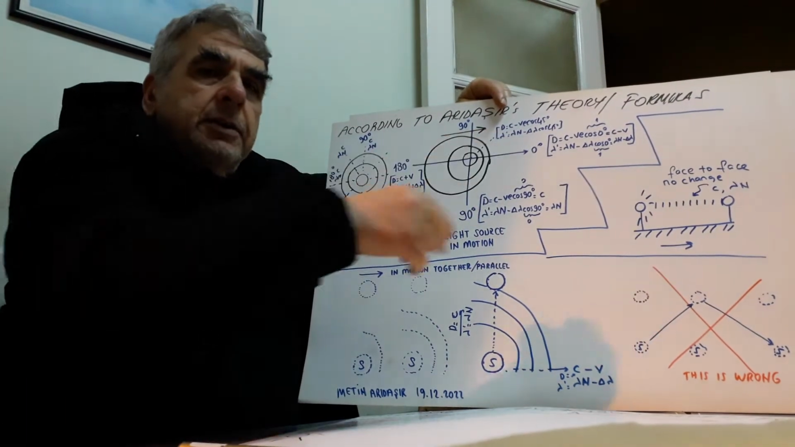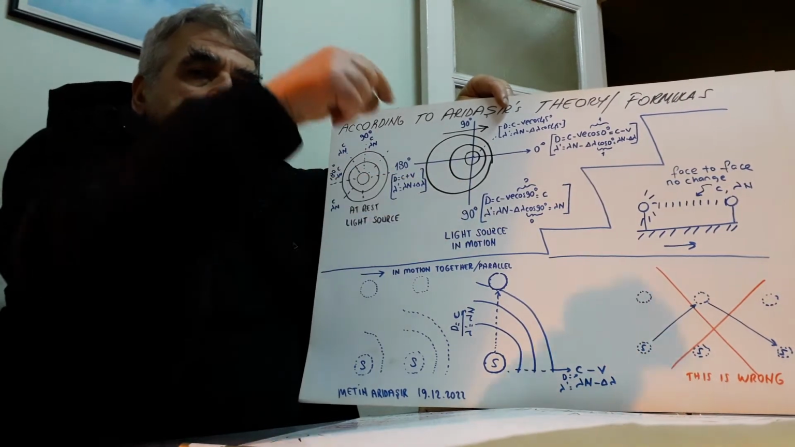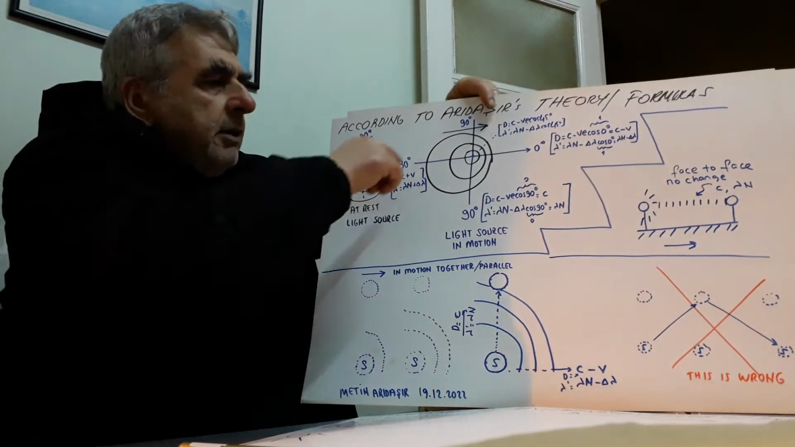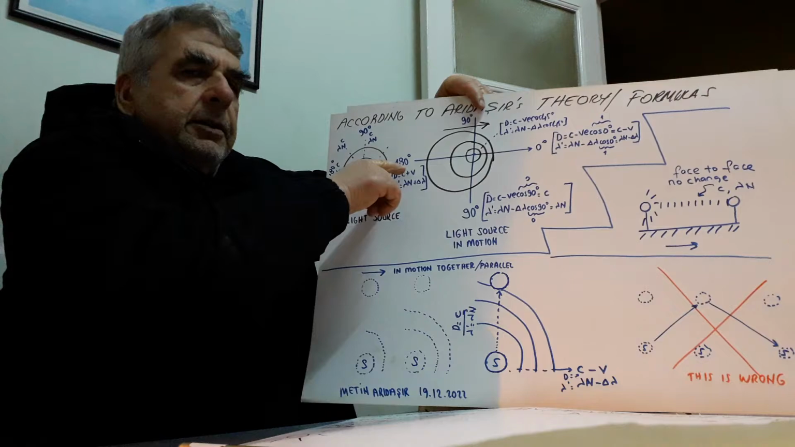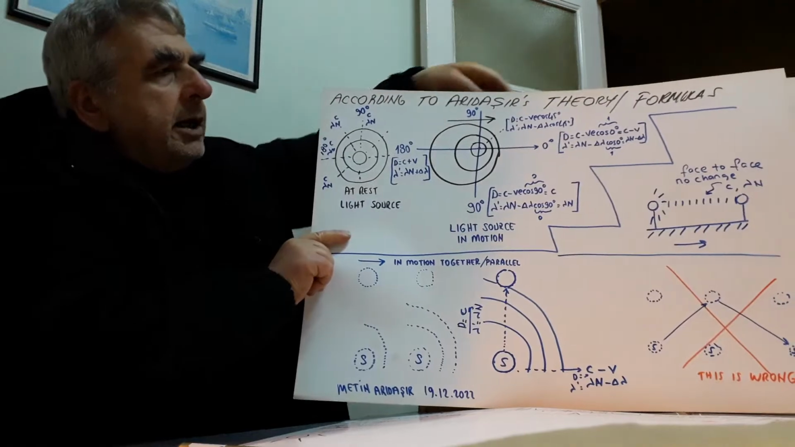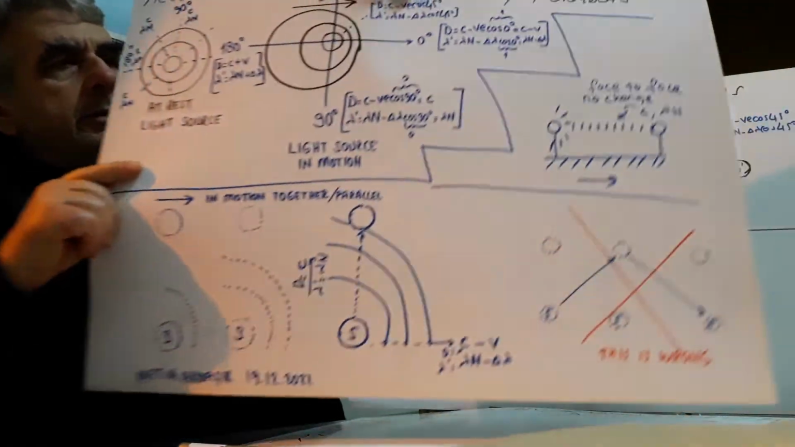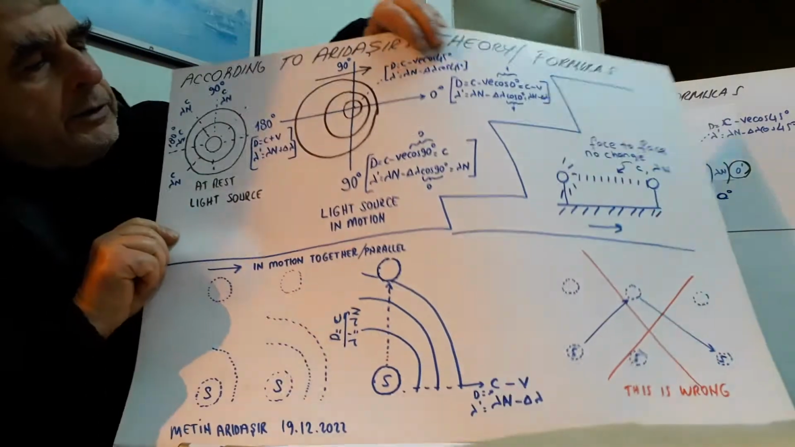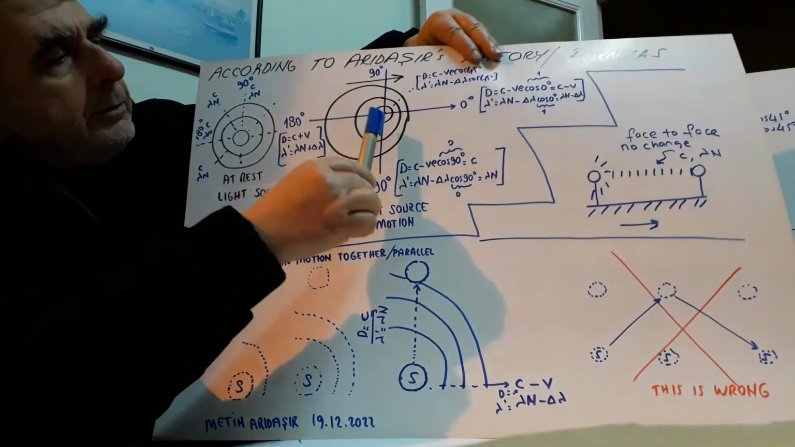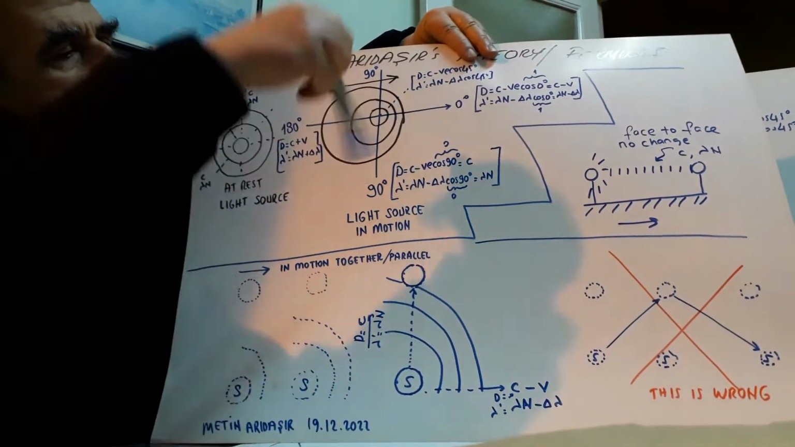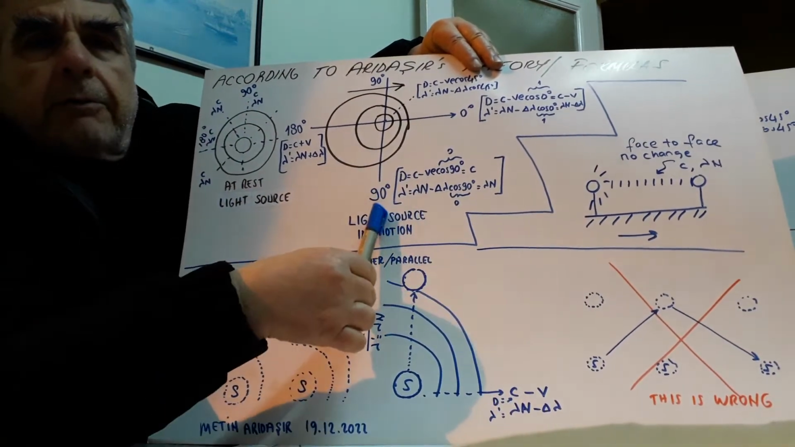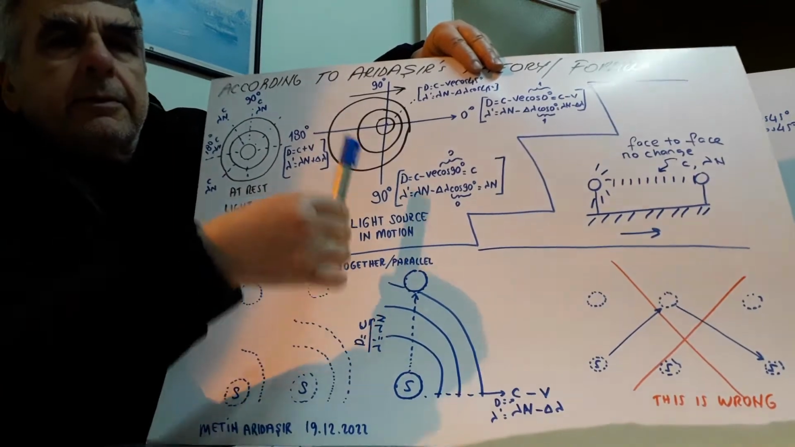In the motion direction, wave velocity decreases. In the opposite direction to motion, wave velocity at 180 degree is maximum. I advise you to notice this area. This is so important. Also at 90 degree, downside and upside, no change. Same wavelength lambda normal and same c velocity.